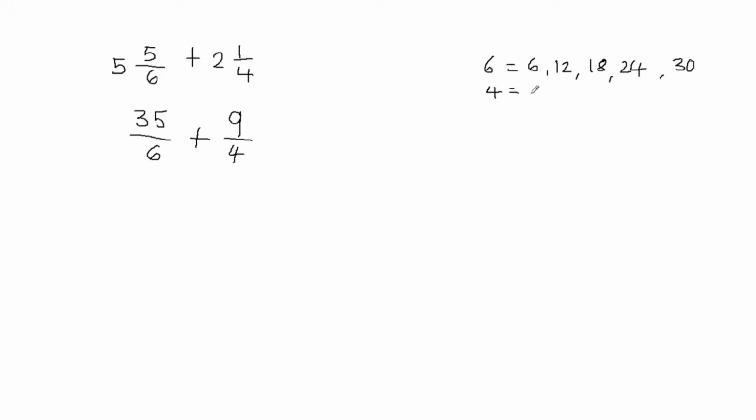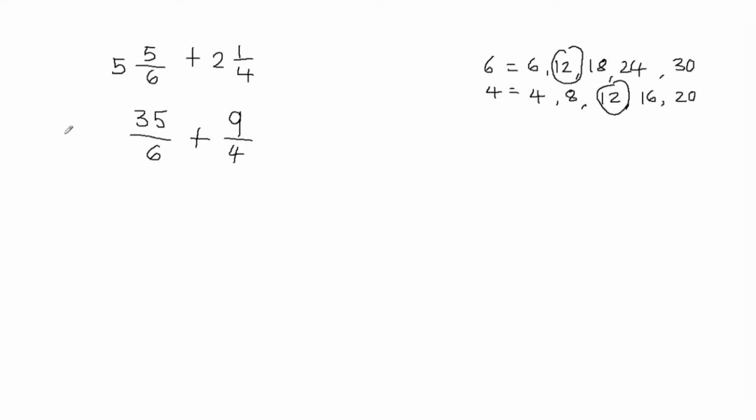And then the multiples of 4 are going to be 4, 8, 12, 16, 20, and so on. I don't have to go that far. Now, I'm looking for the least common multiple: the multiple which is common in both and which is the smallest. So the smallest number is 12, which is common in both of them. So I'm going to circle it. Now, I know that the least common multiple is going to be 12.